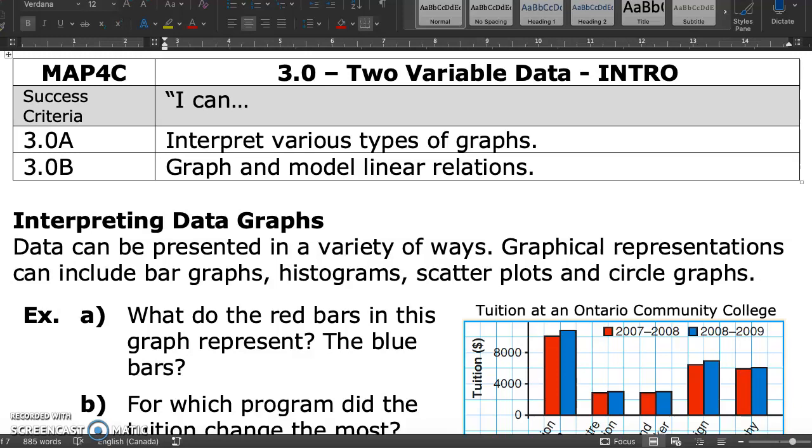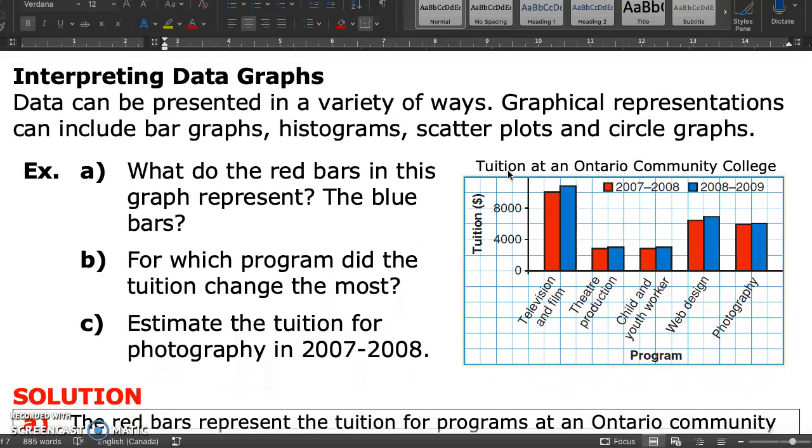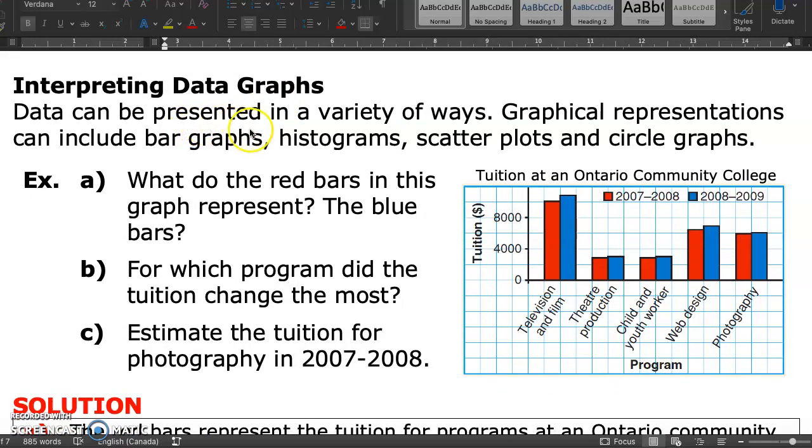Our first introduction, we will begin to interpret various types of graphs, as well as graph and model linear relations, because that will help us in the future when we're looking at correlation between two variables. So for our first example, data can be represented in a variety of ways. Graphical representations can include bar graphs, histograms, scatter plots, and circle graphs, and we'll get into each in future lessons.